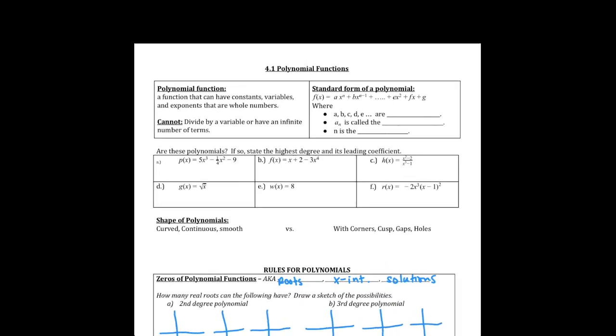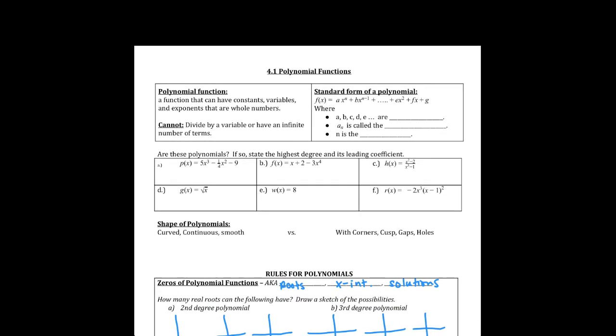We're looking at polynomial functions today. So here are some features of polynomial functions. A polynomial function is a function that has constants, variables, and exponents that are whole numbers. So they cannot be divided by a variable or have an infinite number of terms. It does have to be a finite number of terms.